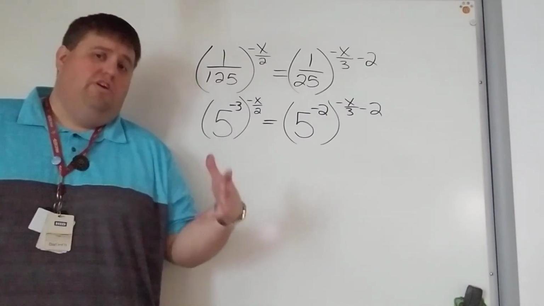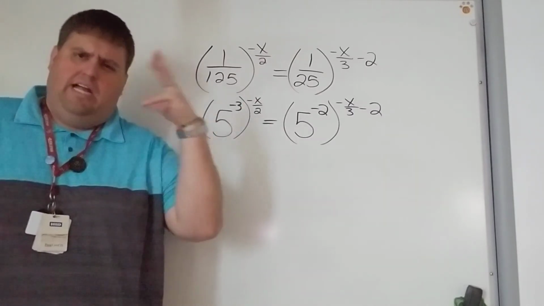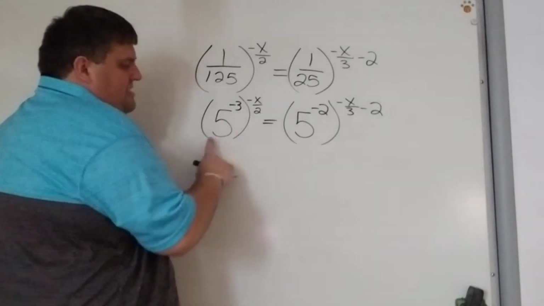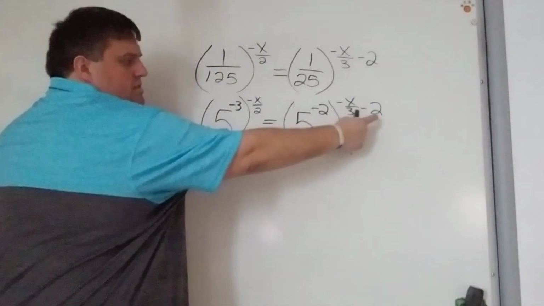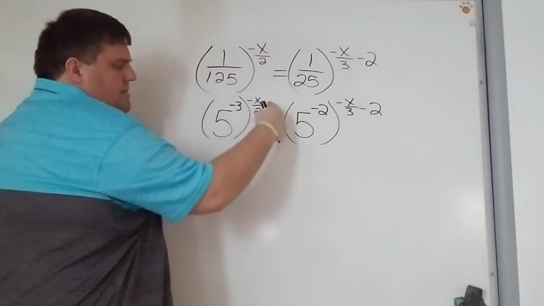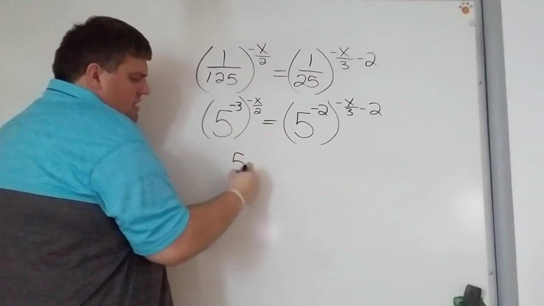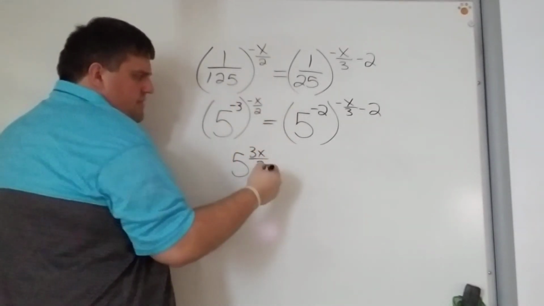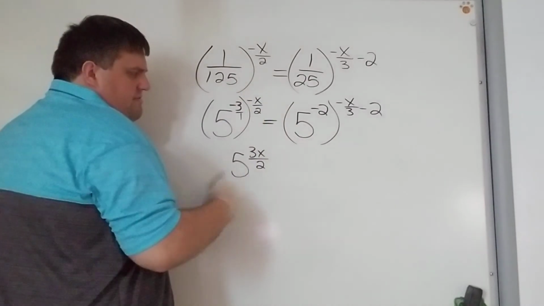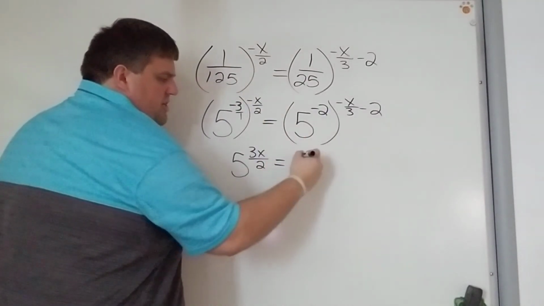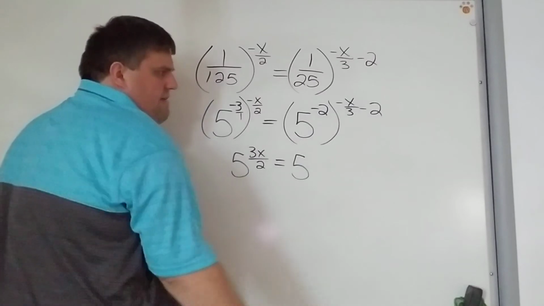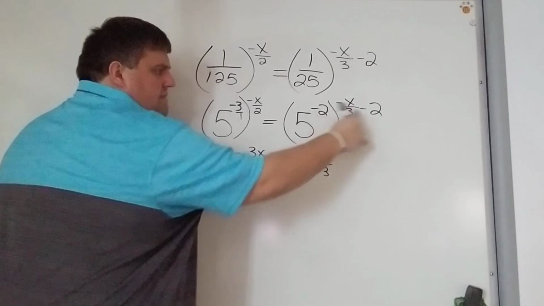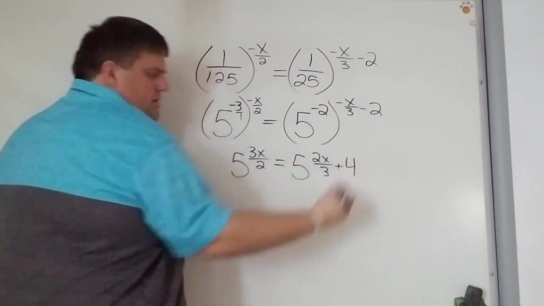So, you know, it's good for you guys to see this and kind of start using your brains a little bit, thinking that way. So now that we have the bases the same, what I want to do is distribute to get power to a power here. So negative 3 times negative x over 2 is going to be 5 to the 3x over 2. The negatives would cancel out. And remember, it's a fraction, you just go straight across, right? So 3 over 1. Over here, negative 2 times negative x over 3 would be 2x over 3. And negative 2 times negative 2 would be plus 4.